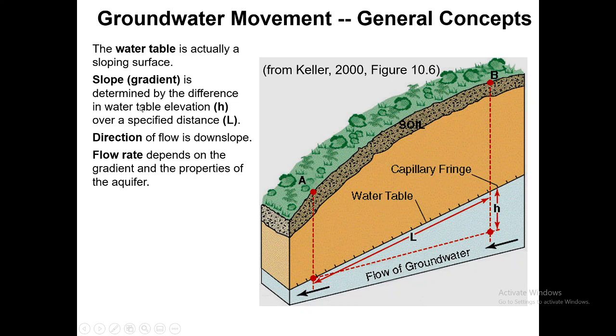Slope is determined by the difference in the water table elevation. This is the hydraulic head, and over a specified distance L. So this L is the length up to which we are considering the movement of water, and at the same time we will be having a hydraulic head difference. So this and this, these are the 2 points which are giving us this hydraulic head. This is the difference in the elevation of water level, and this will be divided by this to get the hydraulic gradient. This is how we can determine the slope through which the water will be moving.